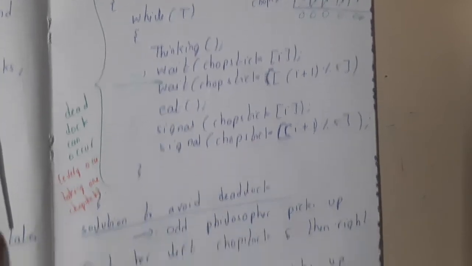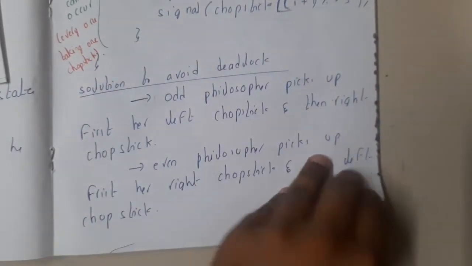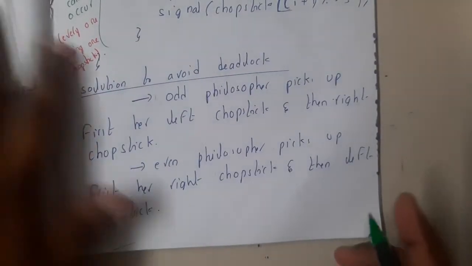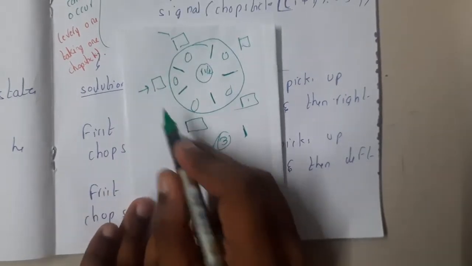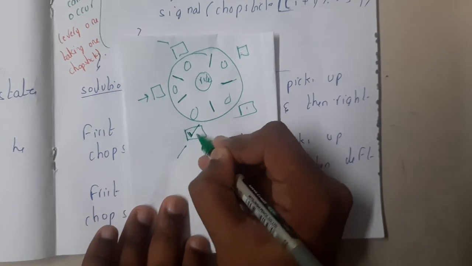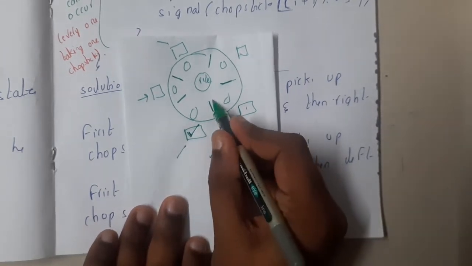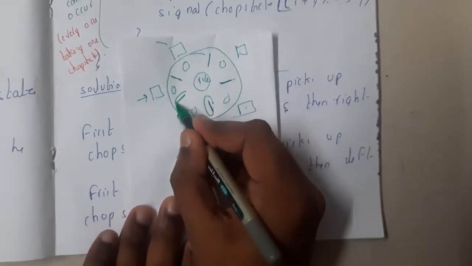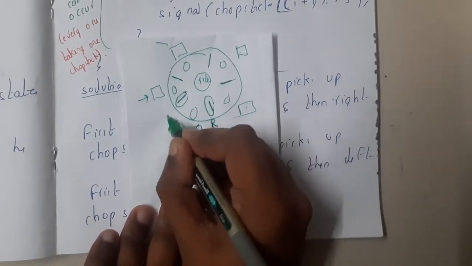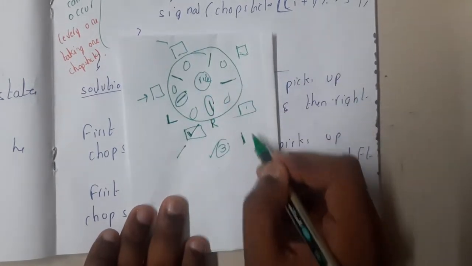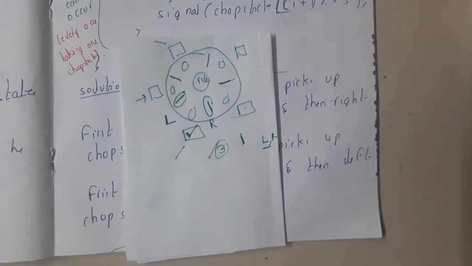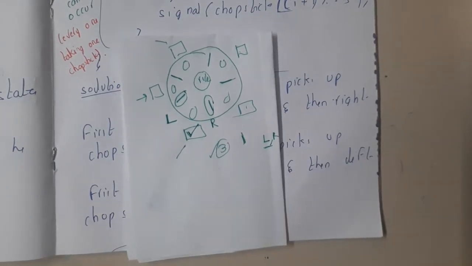So the solutions to avoid this deadlock: there are a total of three solutions, I think. Yeah, only two solutions. So here, how many philosophers are there, guys? Five philosophers. One philosopher will always take the right chopstick first, then he will take the left chopstick. The other philosophers will take the left chopstick first, then the right chopstick. The advantage here is there will be no chance of deadlock, right?